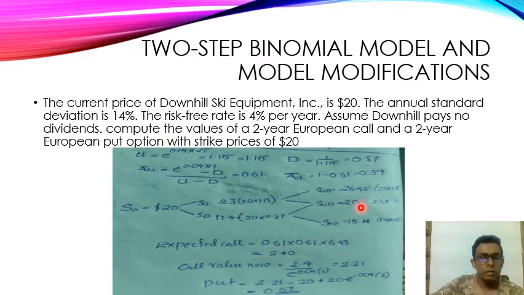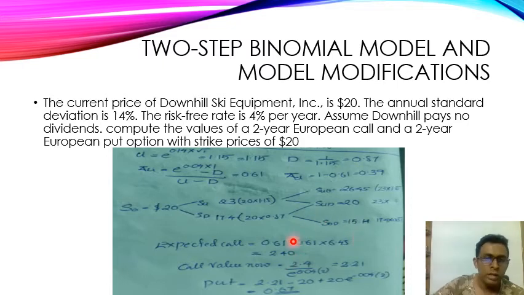We can also calculate plus 0.61 into 0.39 into 0 and 0.39 into 0.39 into 0. Likewise, we can calculate all these probabilities, but that will obviously result in 0, because this is the only case we are going to exercise. So 2.40 is the value of the call after 2 years.